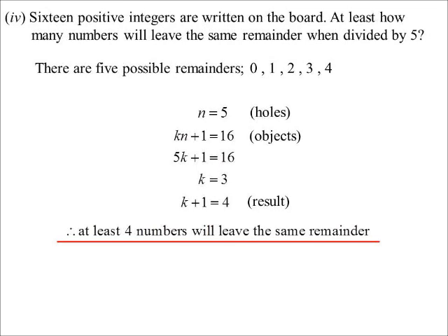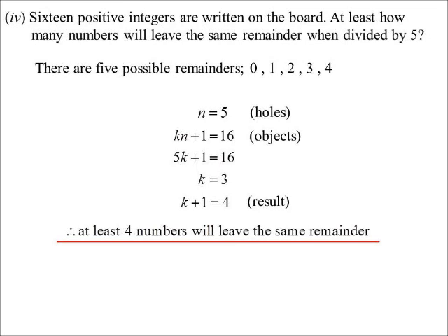Right? So if I just put 16 random numbers on the board, at least 4 of those will have the same remainder when we divide by 5. And I don't care which 16 you pick. Has to happen. The pigeonhole principle. So what we had to do here was identify the holes, that was n. If we have kn plus 1 objects placed into n holes, then at least one hole must have k plus 1 objects.